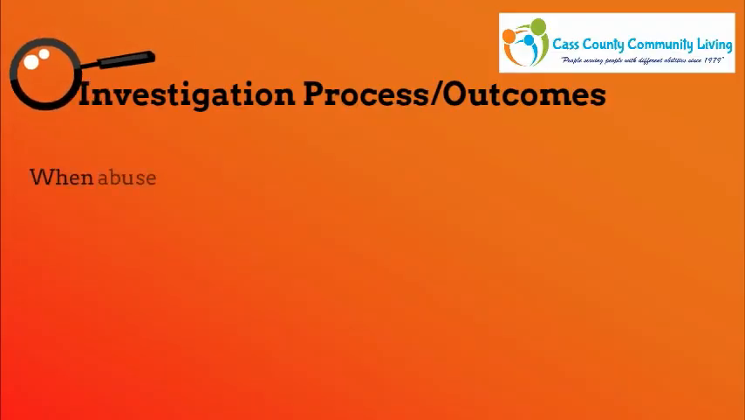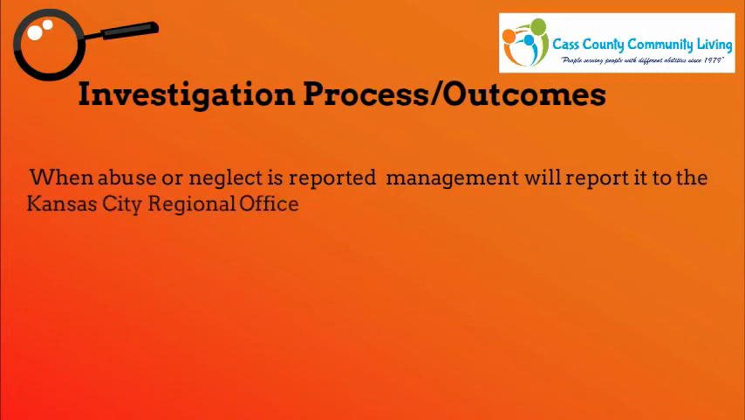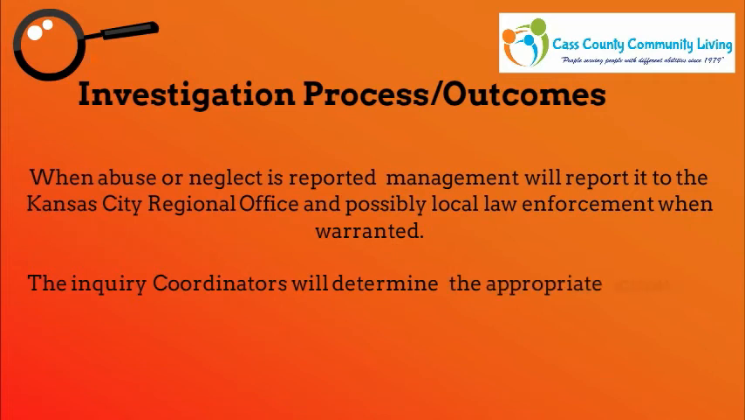The investigation process. When abuse or neglect is reported, management will report it to the Kansas City Regional Office and possibly local law enforcement when warranted. The inquiry coordinators at the regional office will determine the appropriate action that is to be taken.